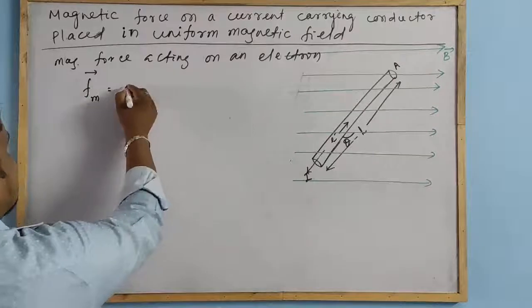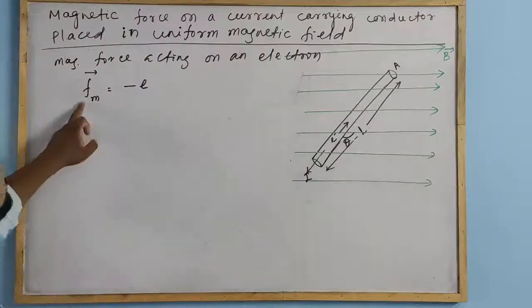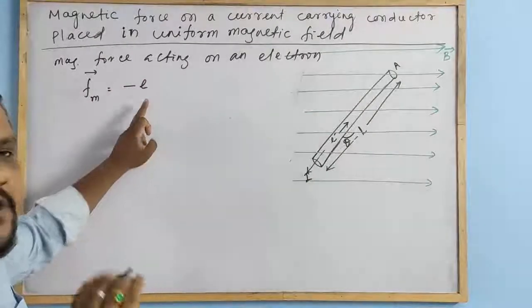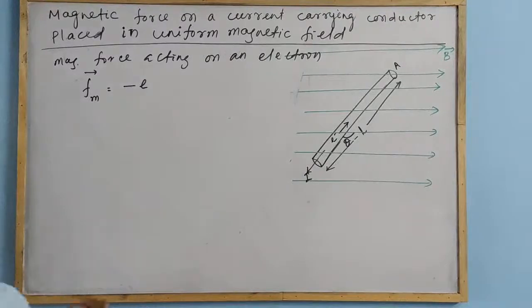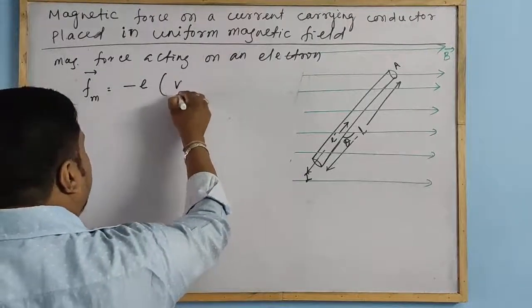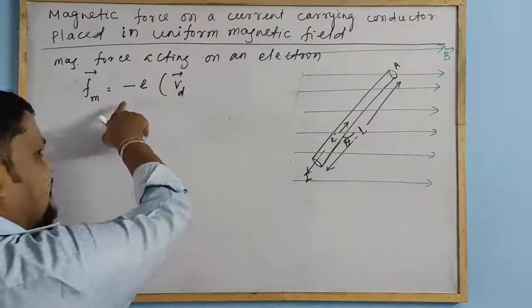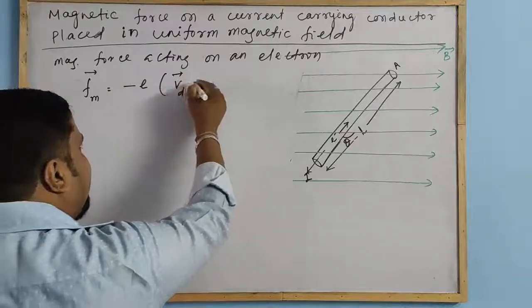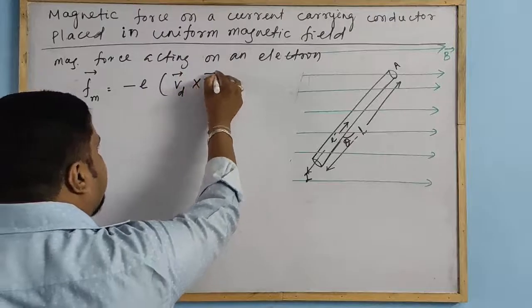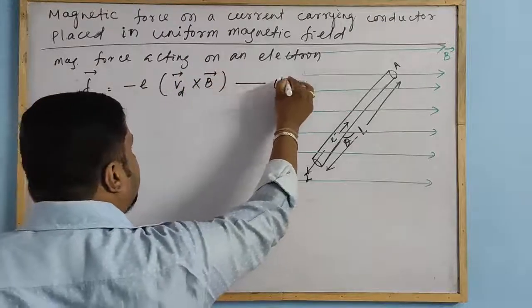what we will take? The charge of the electron, it is negative because we are considering direction, so here the positive or negative should be considered. Minus e into, what is the velocity of the electron? It is moving with the drift velocity, Vd. F is equal to Q V cross B. Here Vd cross the magnetic field B. That is the equation number 1.